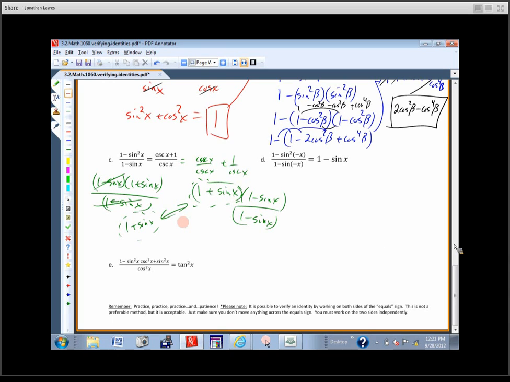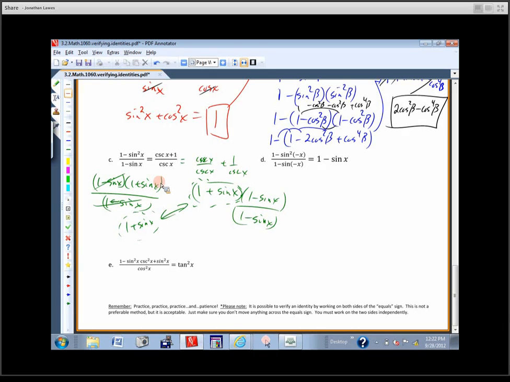Okay? So, practice a bunch. Okay, be patient. And please take a look at the note at the bottom. It says you can work on both sides to make them look the same, but that's not preferred. Okay, one last thing, whatever you do, don't move a term or anything from one side to the other side of the equation. Why is that not okay? Because what you're assuming there is that they are equal to each other. Okay, that those two sides do equal each other. You're assuming it's an equation.